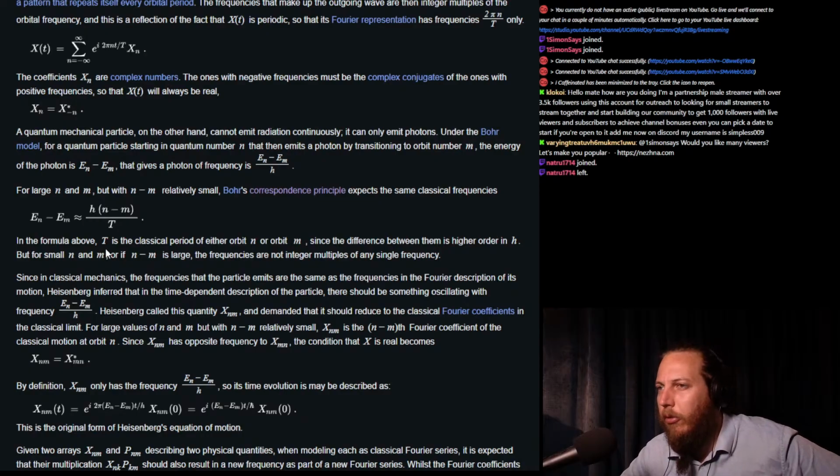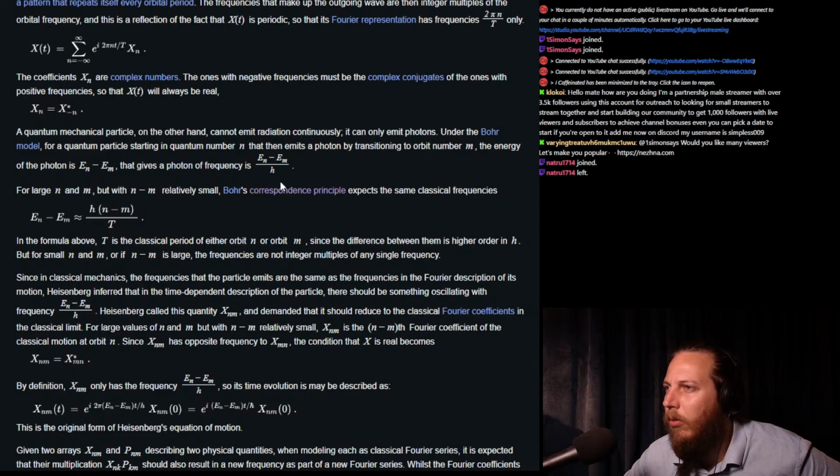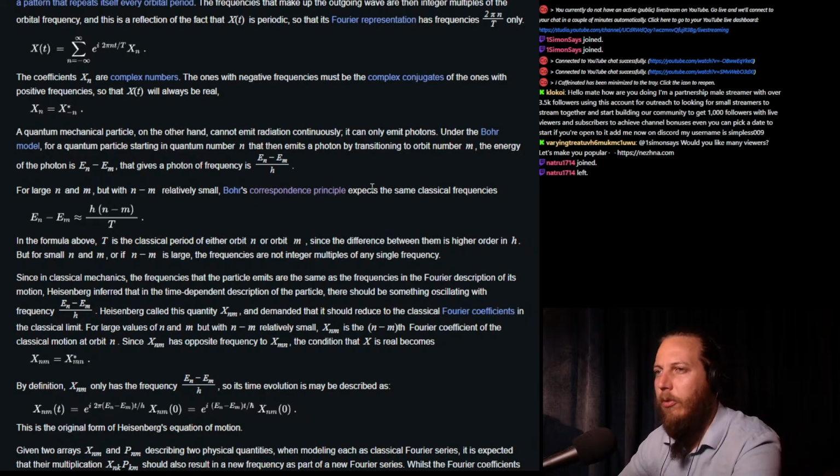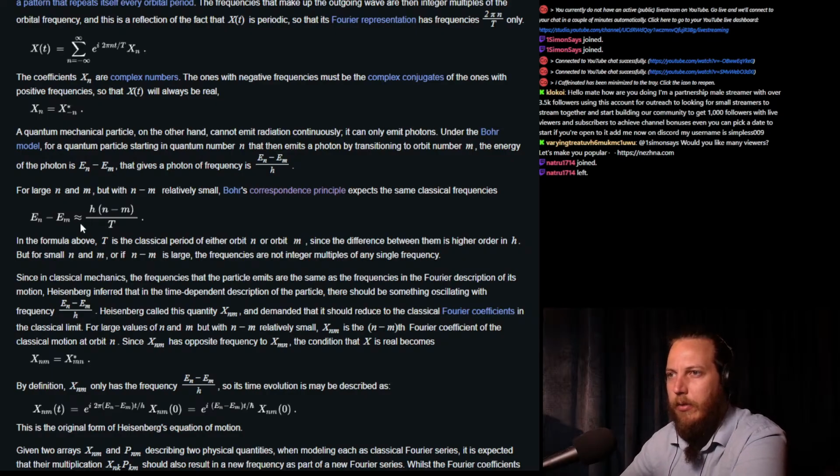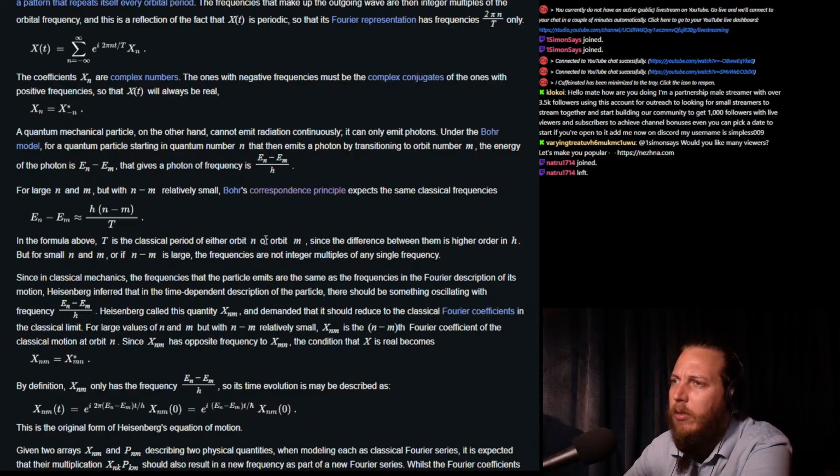For large n and m, but with n minus m relatively small, Bohr's correspondence principle expects the same classical frequencies. E_n minus E_m is roughly equal to h(n minus m) over T. In the formula above, T is the classical period of either orbit n or orbit m, since the difference between them is higher order in h.